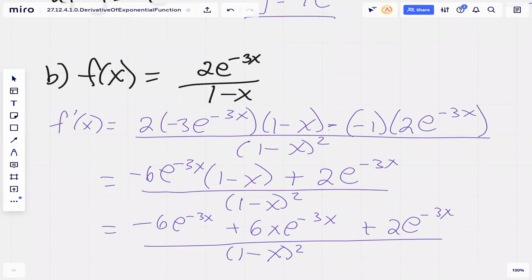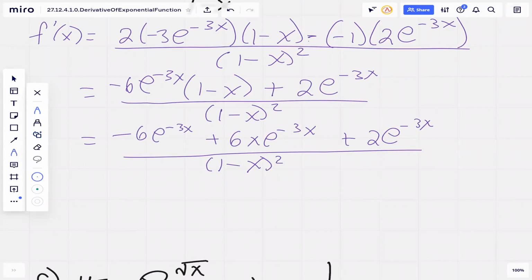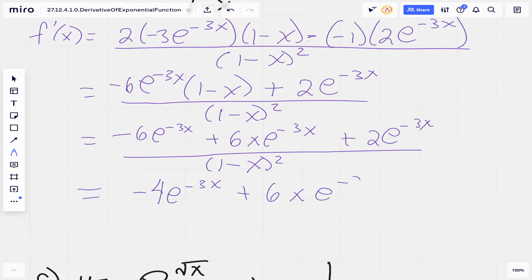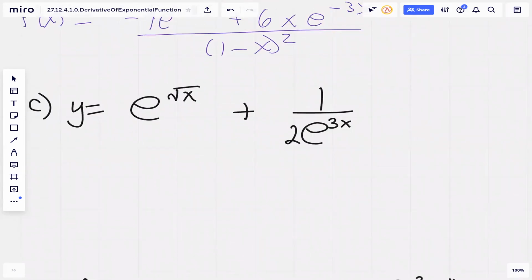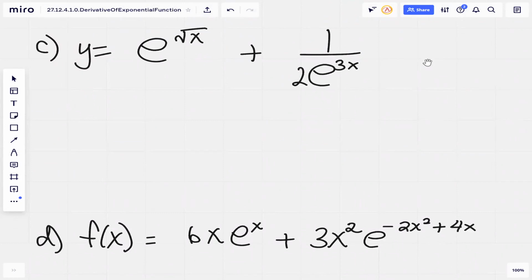Okay, let's just scroll up a little bit and finish it off. Let's group all our like terms. So we have negative 4e to negative 3x plus 6x times e to negative 3x all over 1 minus x all squared. So this is our derivative of f of x. Okay, so now let's look at the next one. y equals e to the square root of x plus 1 over 2 times e to the negative 3x.